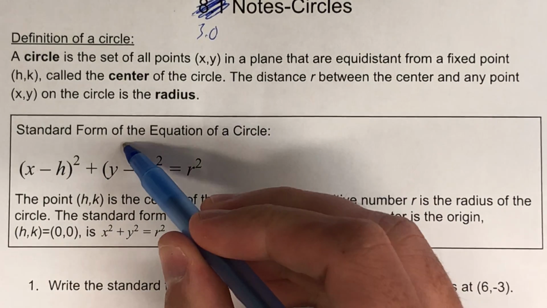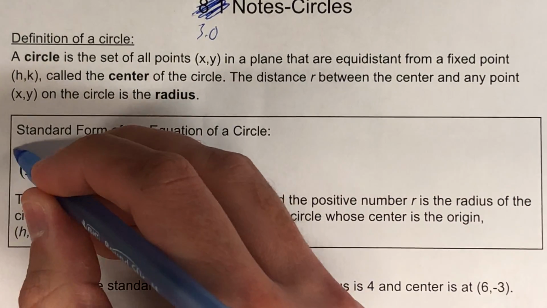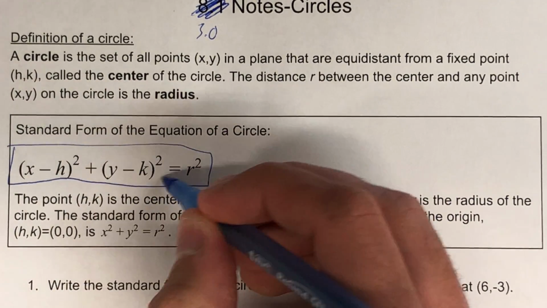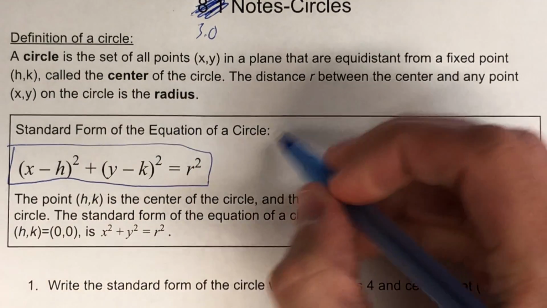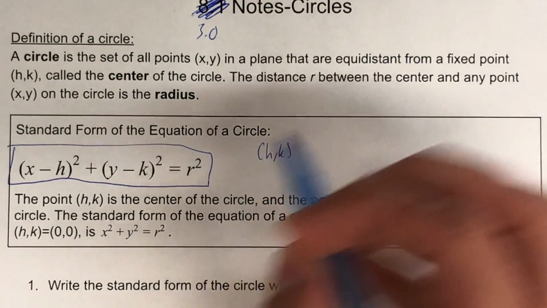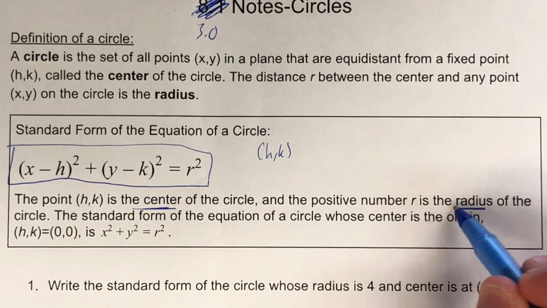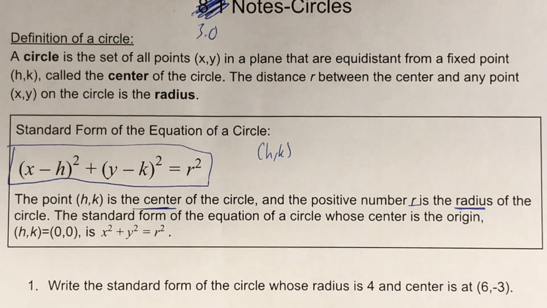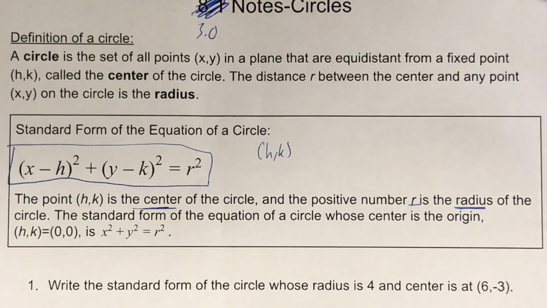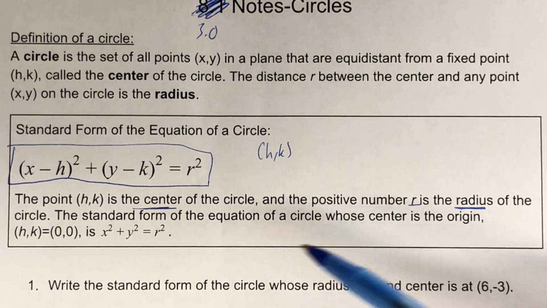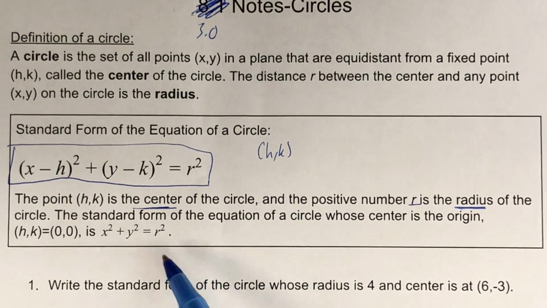The standard form of the equation of a circle is here, x minus h squared plus y minus k squared equals r squared. Again, where h, k represents the center, r represents the radius. So as an example, if we have a circle where the center is at the origin, at 0, 0, then we'd just have x squared plus y squared equals r squared.